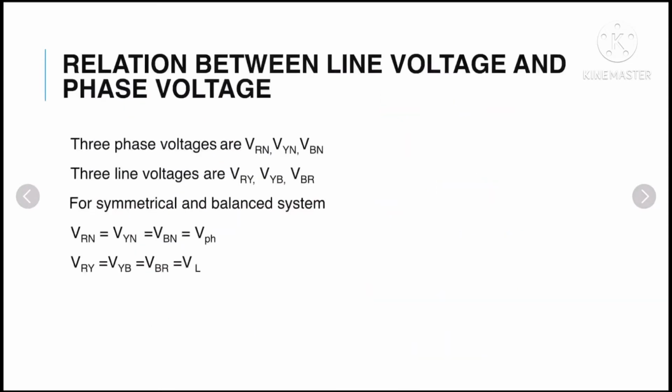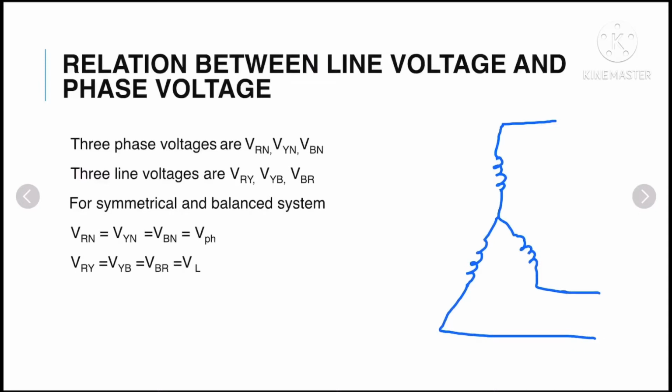Now we will go for the derivation. For that, first we have to see the different voltages. Here I am considering the supply, you can consider the load also, no problem. So this is your R, Y and B. Now this is your neutral point.